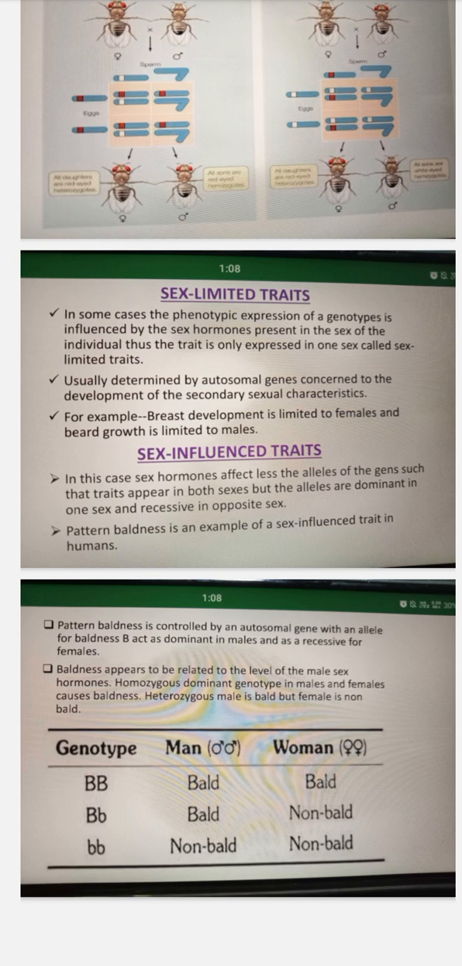So baldness appears to be related to the level of the male sex hormone. The homozygous dominant genotype in males and females causes baldness. So a heterozygous male is bald but a heterozygous female is not bald. Homozygous dominant BB: man bald, woman bald. Heterozygous Bb: bald in the case of a man, non-bald in women because their hormone level is not that high. bb: non-bald. I hope this is understood.